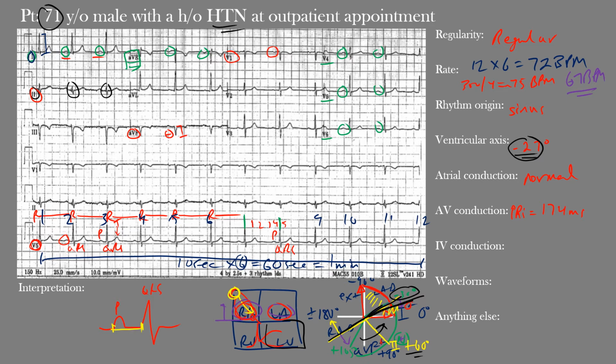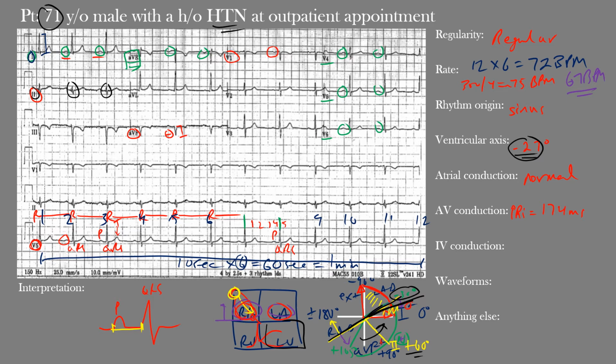Okay. So hopefully that makes sense. So we have normal AV conduction, no AV blocks present, as well as no short PR interval present here, when we would think of possibly a ventricular preexcitation syndrome. Okay, so normal AV conduction.